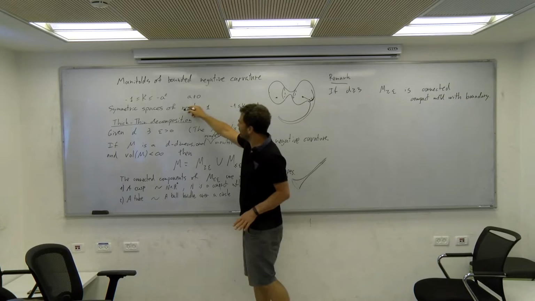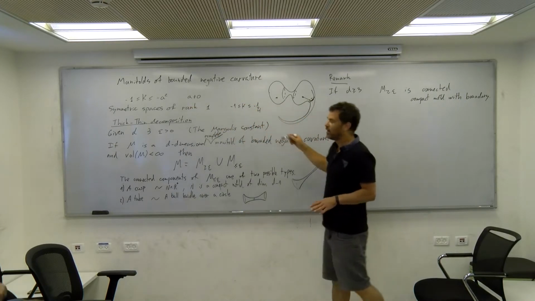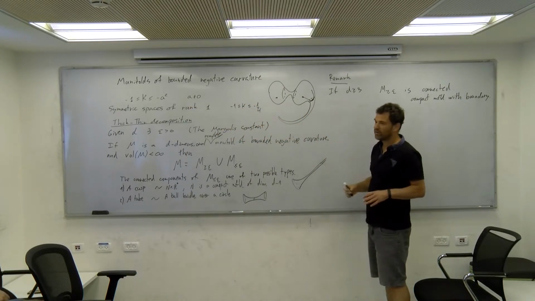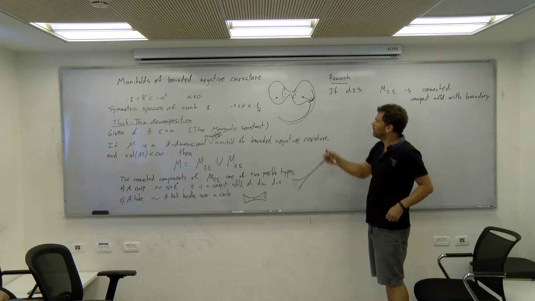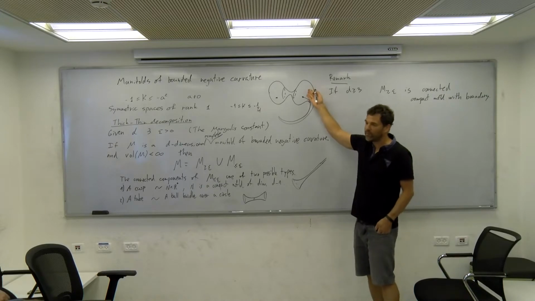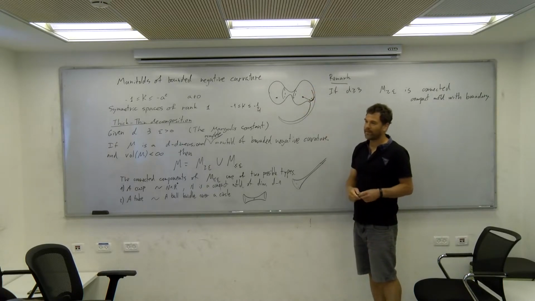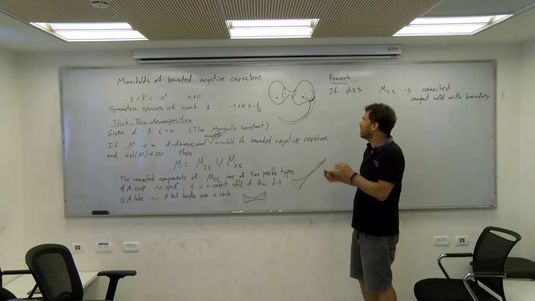The symmetric space is a universal cover. So the manifold is a quotient. It's locally symmetric, and the thick part is even worse. It's a submanifold with boundary. So it's not locally symmetric. In a sense, in the interior it is.